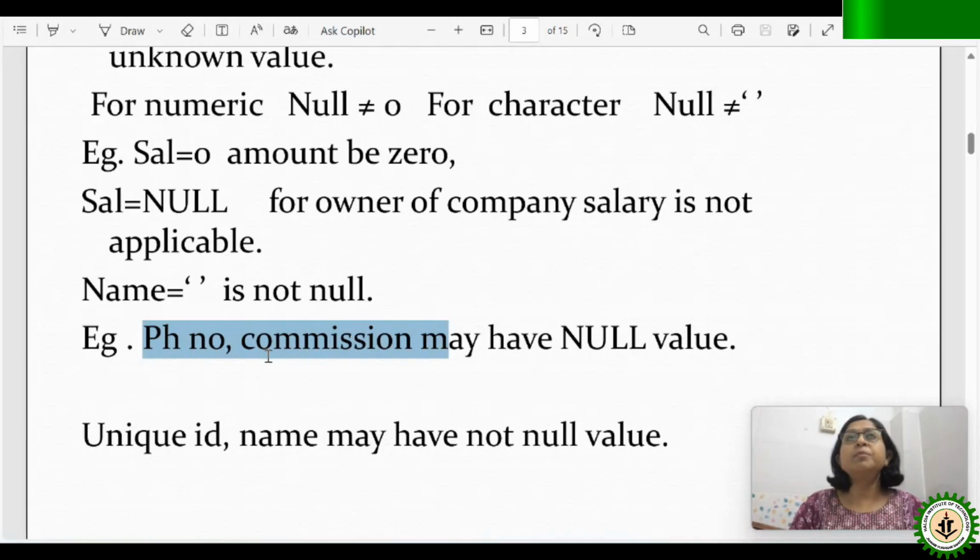Similarly, commission. If the person is not able to get any commission, or it is not applicable for him or her, we can put a null value. But if the person did not get any commission, we can put 0. I am again saying, in case of integer, 0 is basically not null. 0 has the value 0. Null is a separate value we use either when we don't know the value for the unknown case, or when it is not applicable, as I have explained.